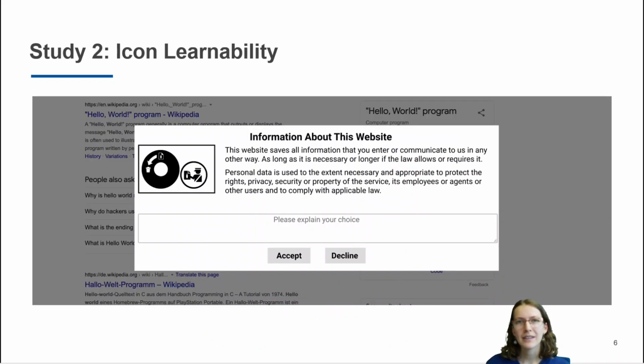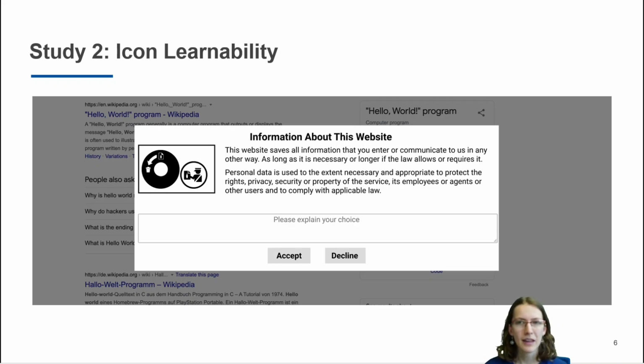So we conducted a second study to see if we could teach participants the meaning of icons. And we didn't want to do this by just sitting them down, showing them the meaning of the icons, and asking them to learn that by heart. Because, let's be honest, that's not realistic. So instead, we devised a browser extension which would show the icons together with some accompanying text snippets to the participants repeatedly over the course of 2 weeks.